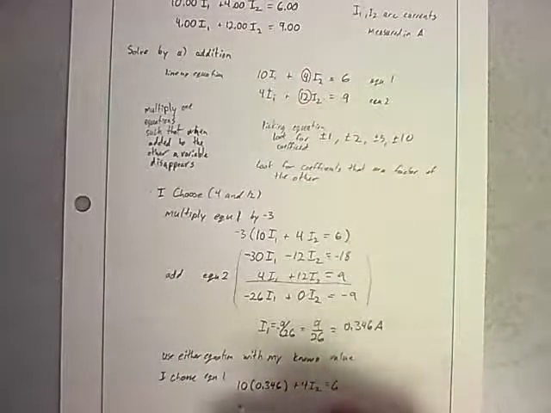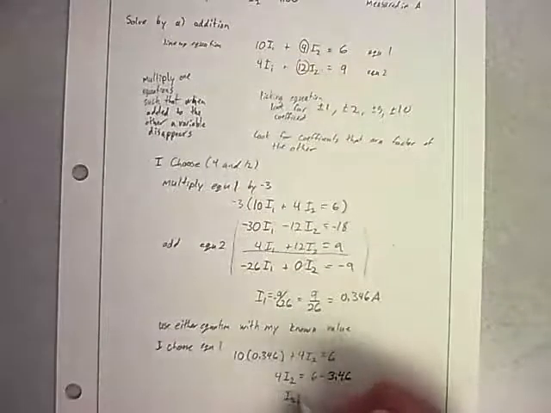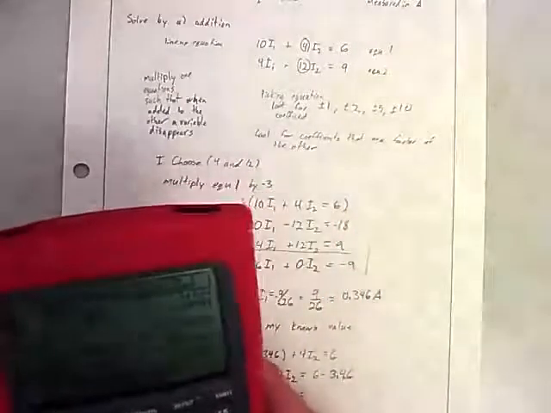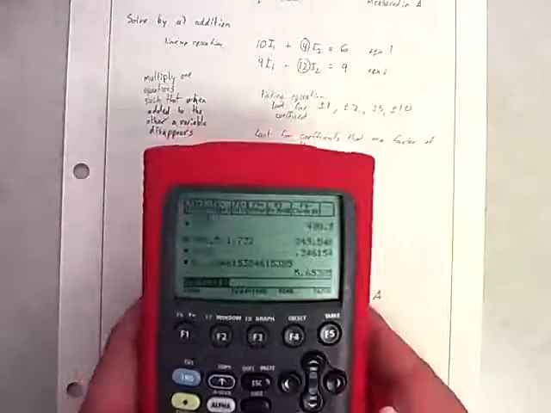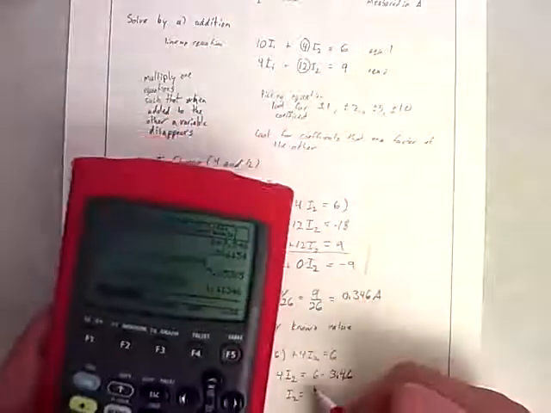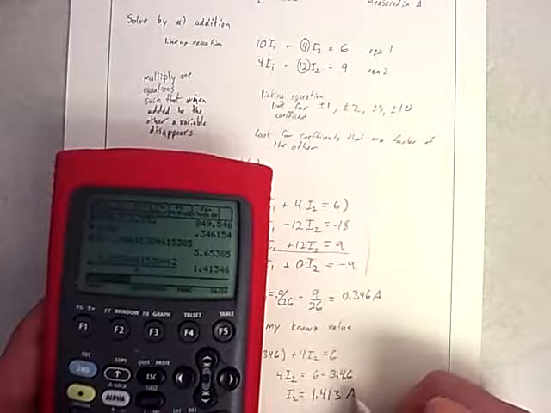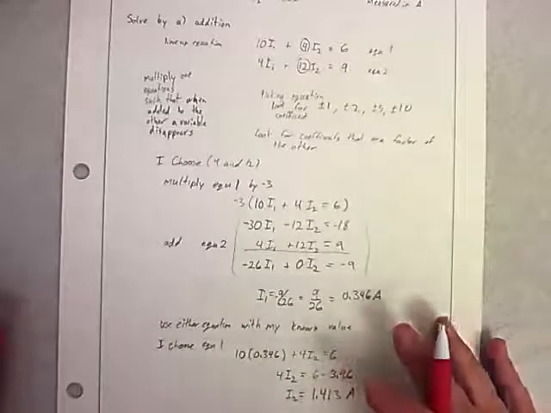And in that case, 4 times I2 is going to equal 6 minus 10 times the 0.346. Well, I can just go ahead and do that. So I2 is going to equal 6 minus my answer, divided by 4. I2 is 1.413 amps. That doesn't seem right to me.